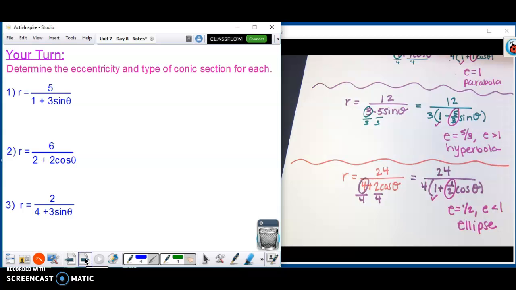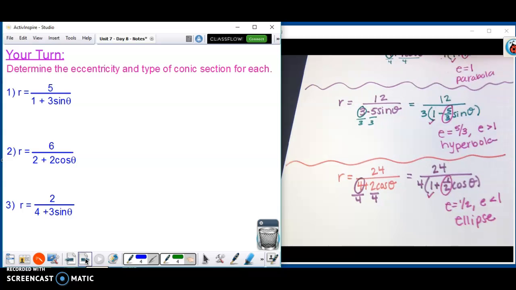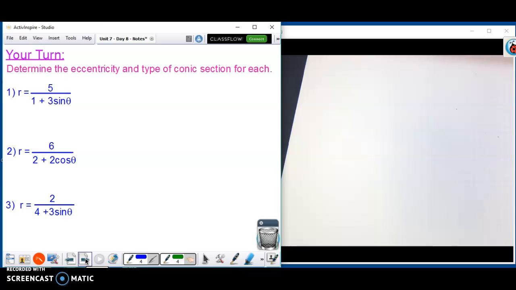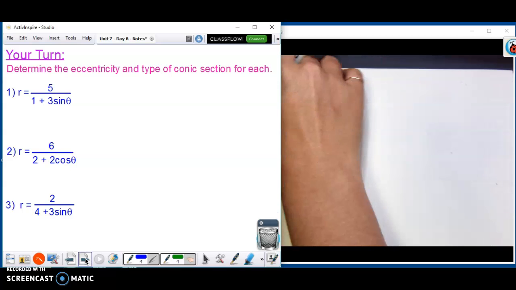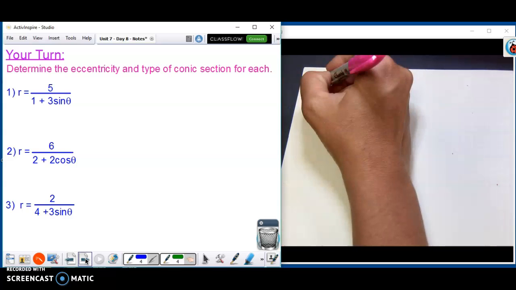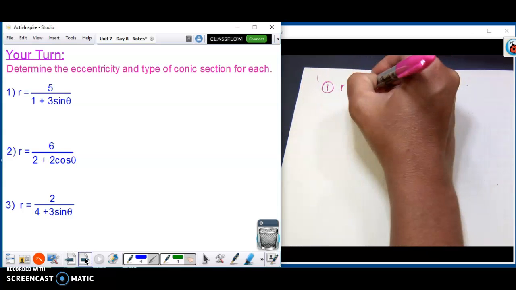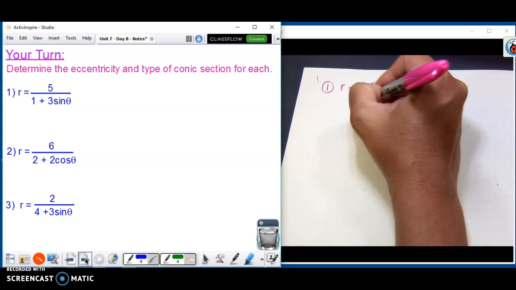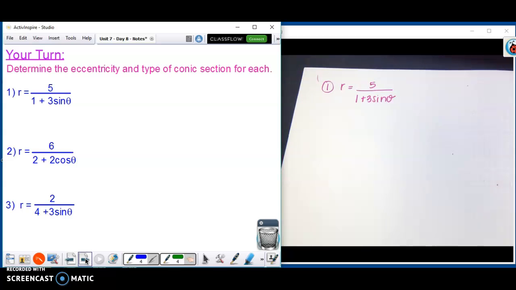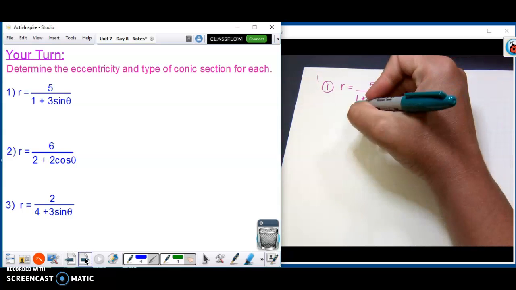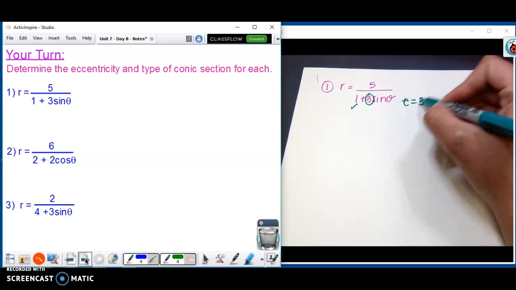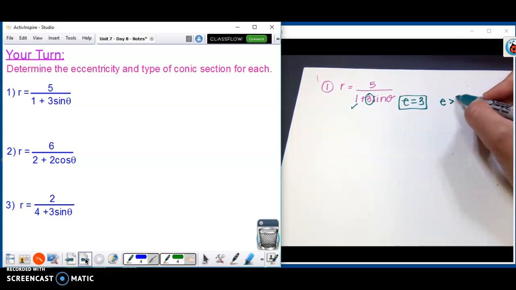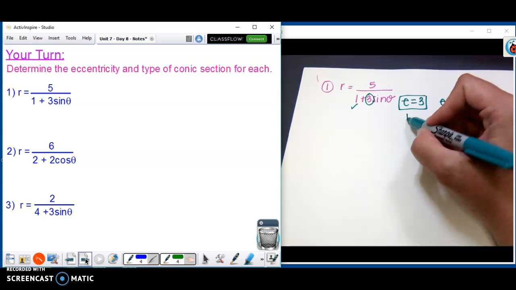So there's 3 examples left. We'll just work through these. Normally this is like your assignment, but just going to make this all one thing. So we just need to tell what the eccentricity is, and we need to tell what type of conic section it is going to be based off of that. Okay, so for the first one, constant on top, so we're good. It already has the 1 here, so you don't have to do any factoring. So 3 is our eccentricity. Because the eccentricity is bigger than 1, this is a hyperbola.